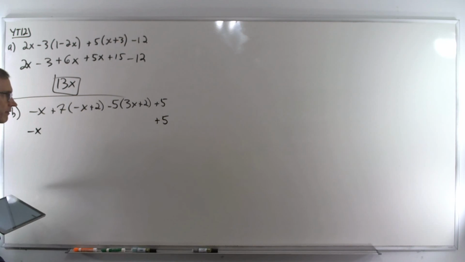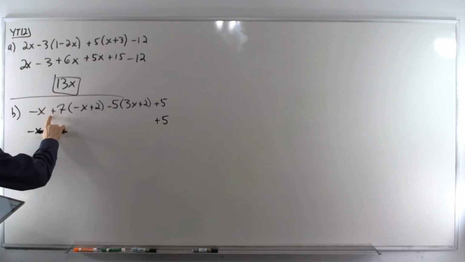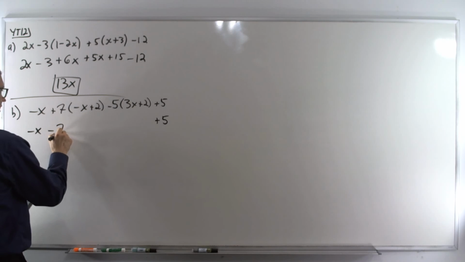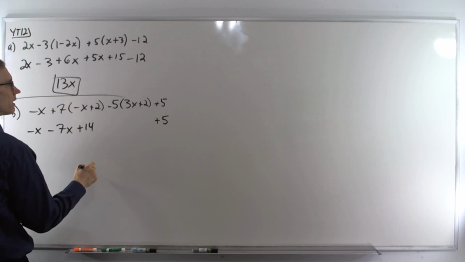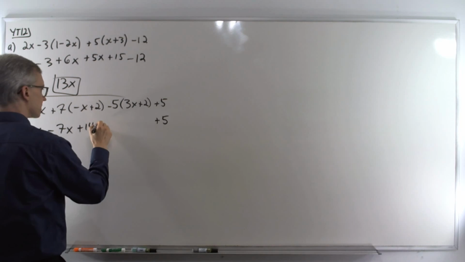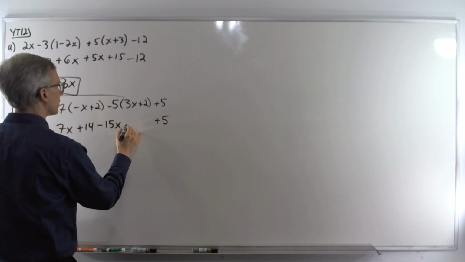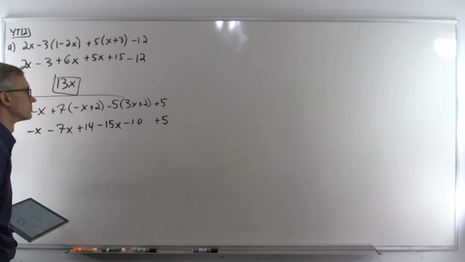All right, now touching -x for 5. Now we'll distribute 7 in the first parentheses, that is -7x plus 14. And over here, -5 into these gives us -15x minus 10.